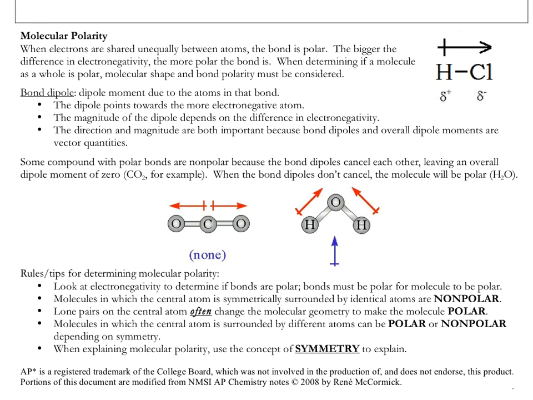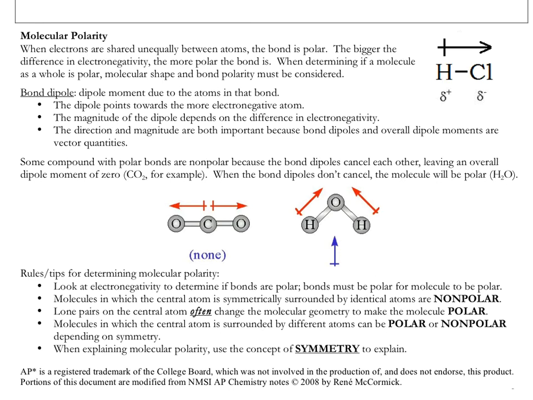Chlorine has a higher electronegativity, so the electrons are pulled that way, and a bond dipole can be shown as an arrow pointing in the direction of where the electrons are moving. We cross the other end to show our positive sign, or we show it as these dipoles with the lowercase delta, partially negative, partially positive.